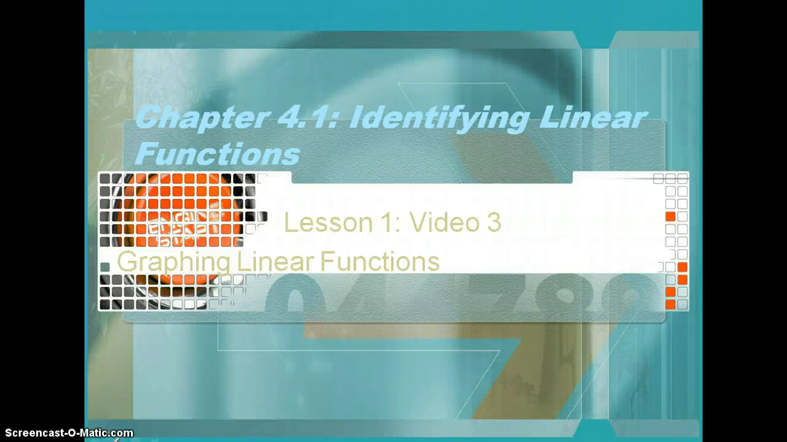This is Chapter 4, Section 1, Identifying Linear Functions, Lesson 1, Video 3 of 3 videos, Graphing Linear Functions.